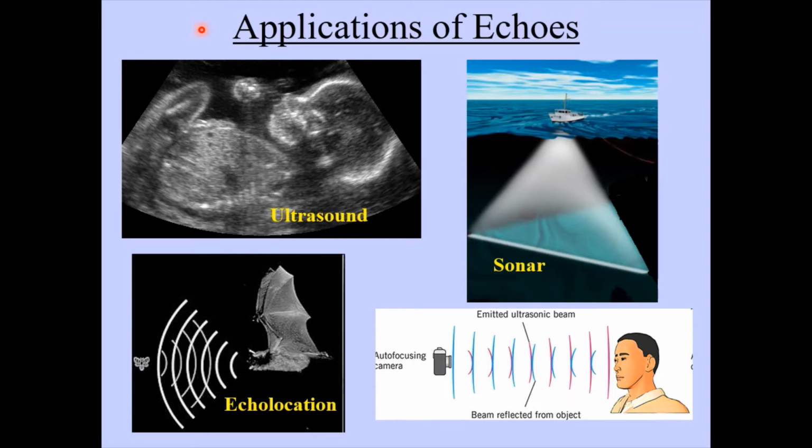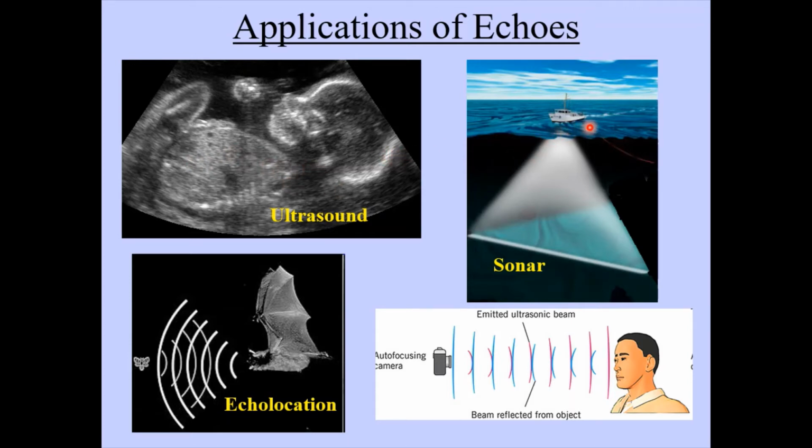Echoes have lots of other applications, some of them very important. For example, ultrasound is a non-invasive diagnostic technique where a medical technician can use an ultrasound transducer to send ultrasonic sound waves. I mean, we can't hear them. They're higher in frequency than our ears can hear, and it'll send them into our bodies, and they bounce off of different tissues and organs. In this case, it's a human fetus, and we can actually make an image on a computer screen to see the inside of our body. So that's pretty cool technology.